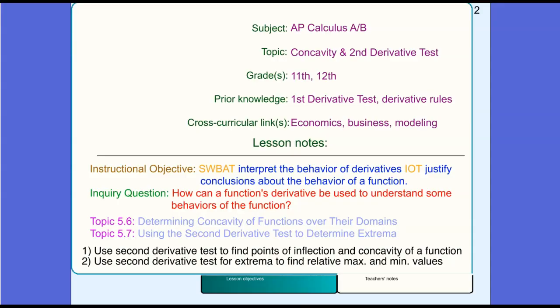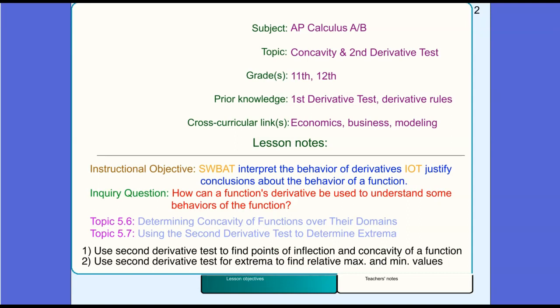The instructional objective for this lesson is that students will be able to interpret the behavior of derivatives in order to justify conclusions about the behavior of a function. And our inquiry question is, how can a function's derivative be used to understand some behaviors of the function?